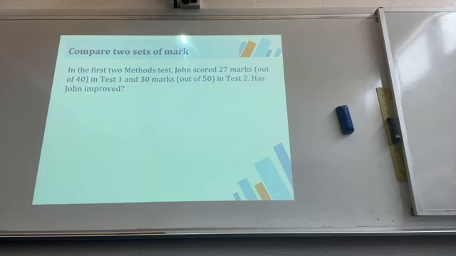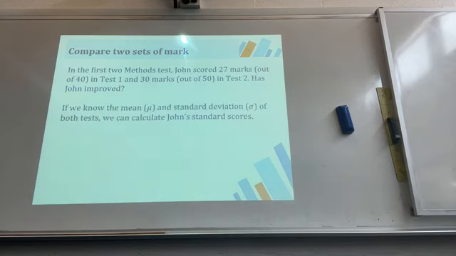So now, if you think about 2 method tests, if John scored 27 out of 40 for the first test, and 30 out of 50 in test 2, has he improved? Has he studied enough? Don't know. You don't know, do you? Because we really can't tell, especially if you're looking at just the raw marks. We can make it into percentages, but still it's not good enough.